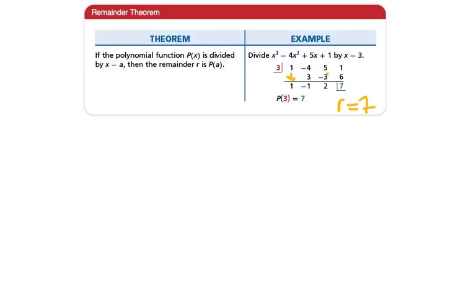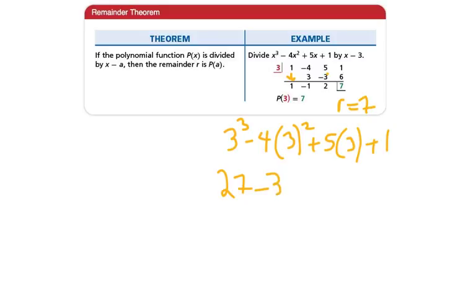So that means this function, p, I put 3 into this. 3 to the third minus 4 times 3 squared plus 5 times 3 plus 1. Let's try it out. We get 27 minus 4 times 9 is 36 plus 15 plus 1. 27 minus 36 is negative 9 plus 15 plus 1. Negative 9 plus 15 is 6 plus 1 equals 7. Okay, so let's try this out on another problem just to get you a little bit more practice with this idea.